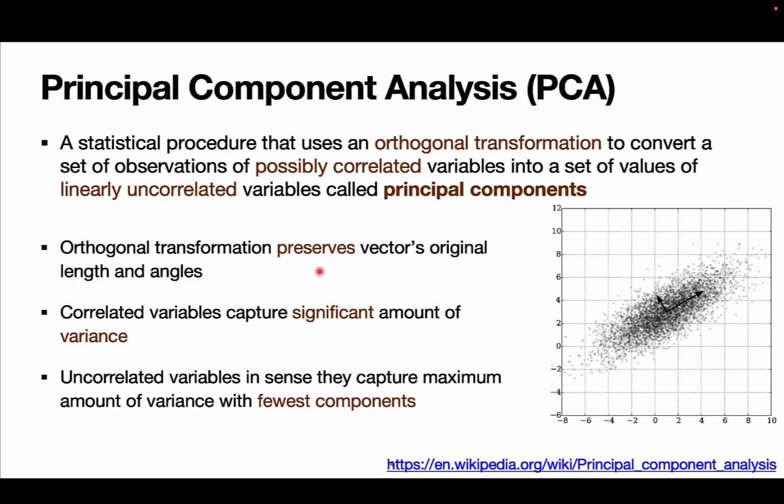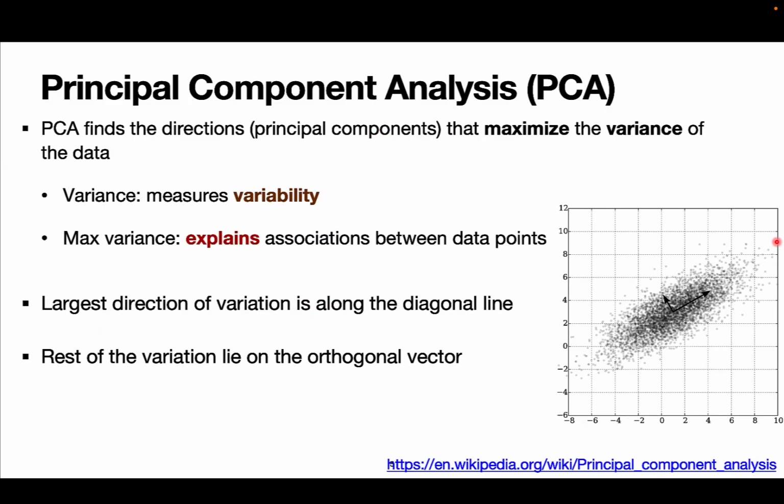In other words, it's a transformation that preserves the direction, and the correlated variables will tell us something about the amount of variance and its significance. So we need to find those correlated variables because they will give us one strong direction. The second strong direction is going to be the opposite direction, or the perpendicular or orthogonal.